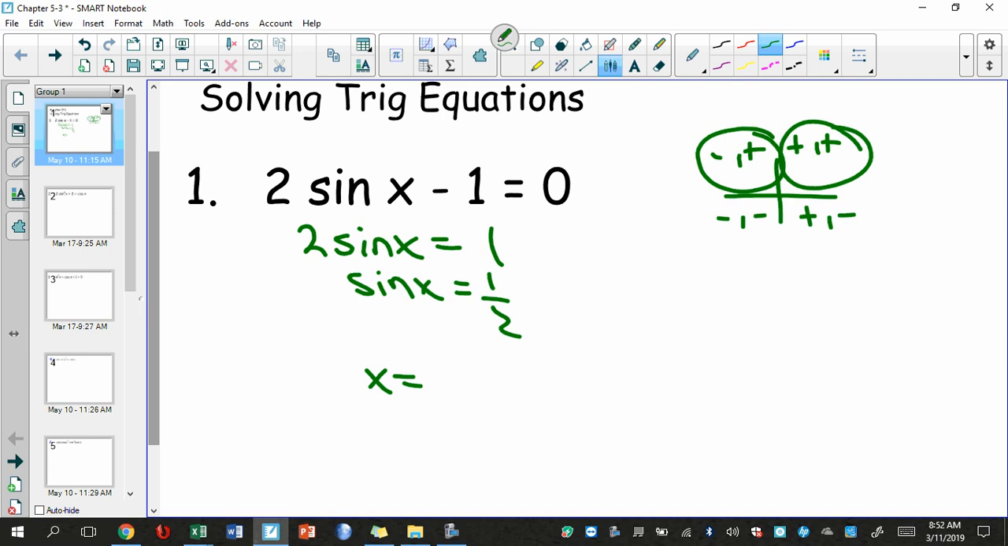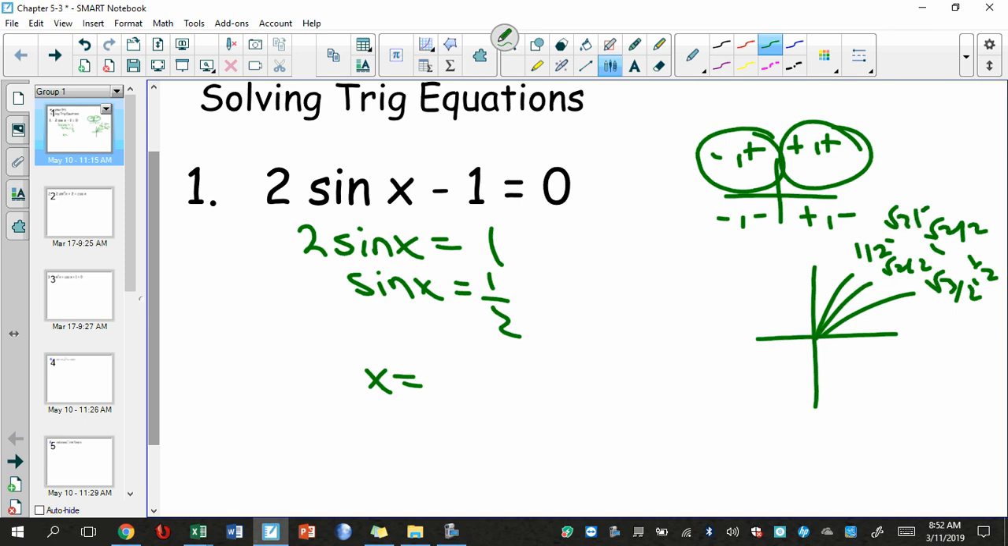Now, according to the hands of the clock, 1/2, square root of 2 over 2, square root of 3 over 2. What angle has a sine of 1/2? 30 degrees. So in quadrant 1, I'm 30 degrees. And in quadrant 2, what angle would I be? 150. Okay, this is the same thing as pi over 6, and this is the same as 5 pi over 6.